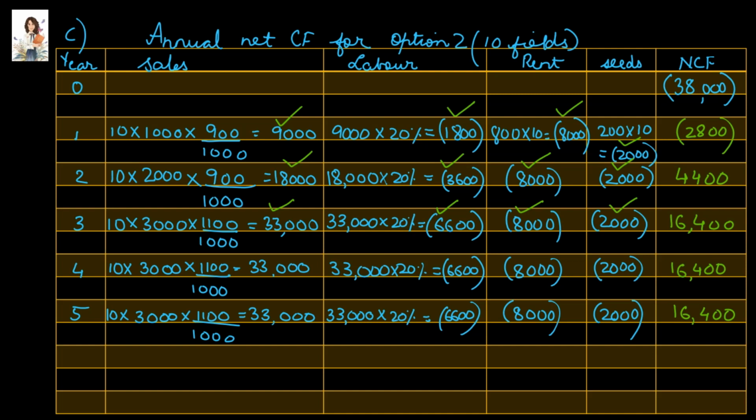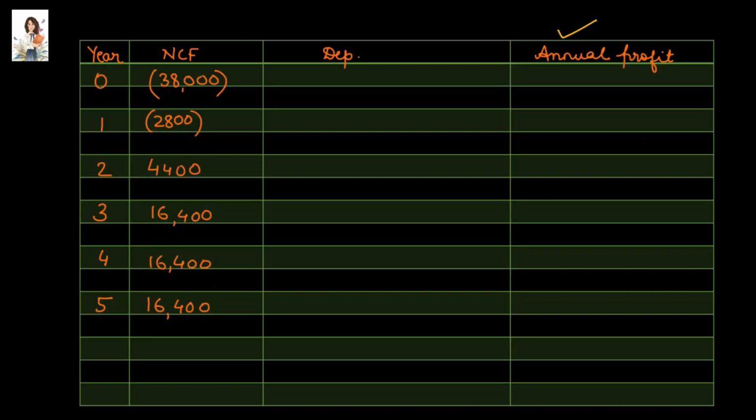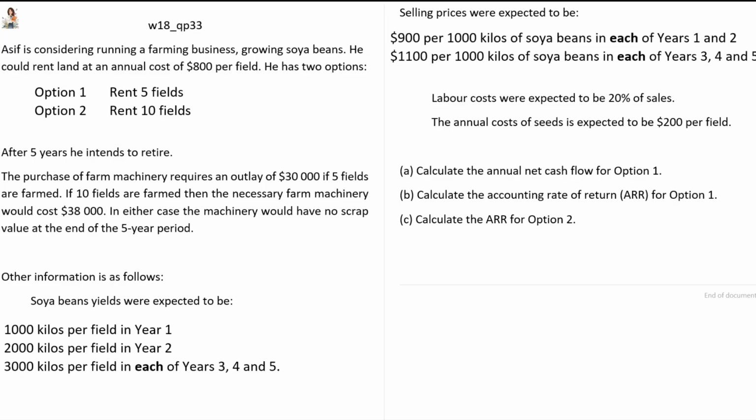These are the annual net cash flows for the life of the project. We now need to find the annual profit. Annual profit will be the net cash flows minus depreciation. We have just found out the net cash flows, so now we need to find out the depreciation. The cost of machinery is $38,000. There is no scrap value and the useful life is 5 years.